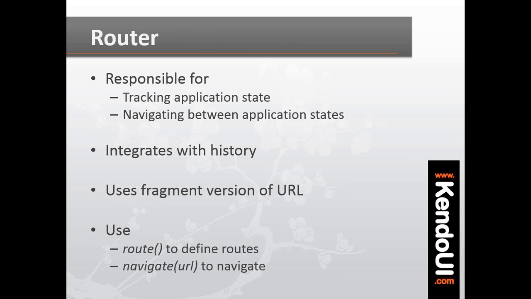The router is responsible for tracking the application state and also navigating between the application states. When I say state, it's analogous to a screen. So it tracks different screens, navigates between them, and integrates with the browser history. It uses the fragment version of the URL. In your address bar you'll see a hash, and then you will start seeing all the routes. How do you use it? You use route to define the routes, and then you use the navigate method to navigate to a route. You just give the URL. It knows that for this URL this is the route, and in this route we have told it to show this view. That's the concept of a router.